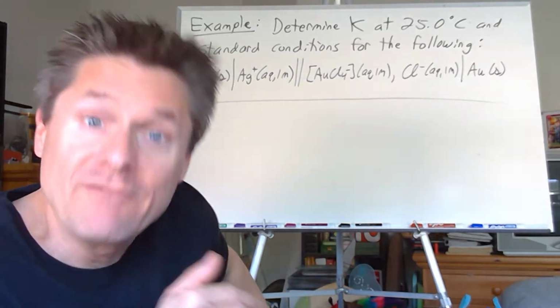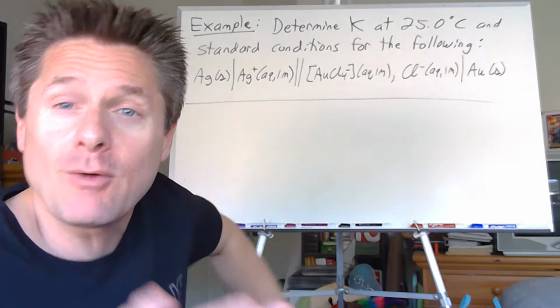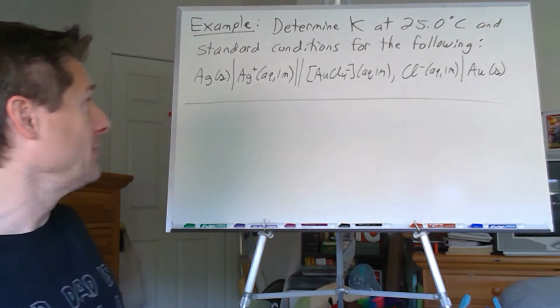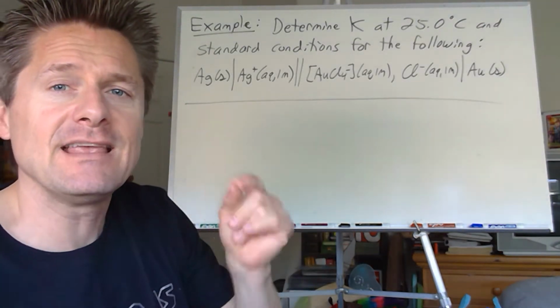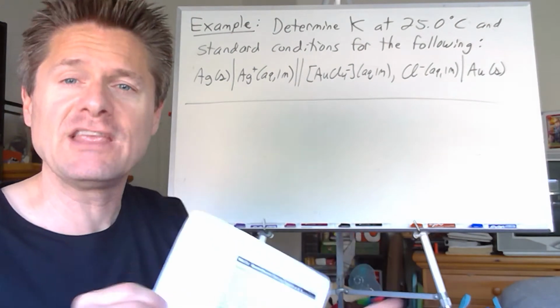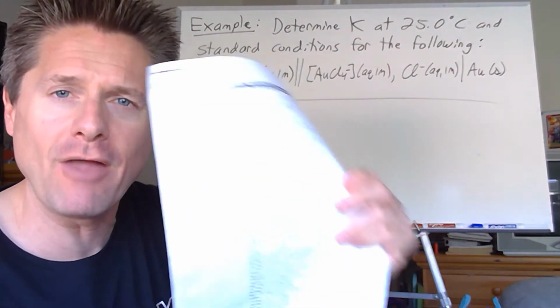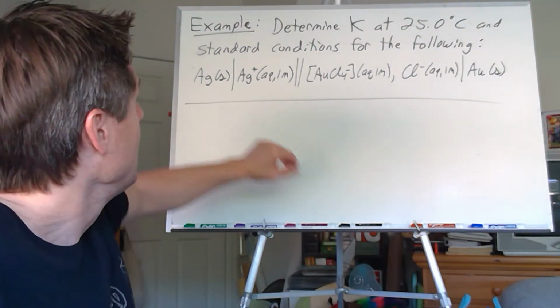Then we've got something new. Once we have E naught cell, we can calculate the equilibrium constant with our new equation. Not a big deal. So actually, you pause it and see if you can find on here, because I gave you the reactants and products, see if you can find the half reactions on this table. Remember, the anode's going to be reversed from what it says on the table.